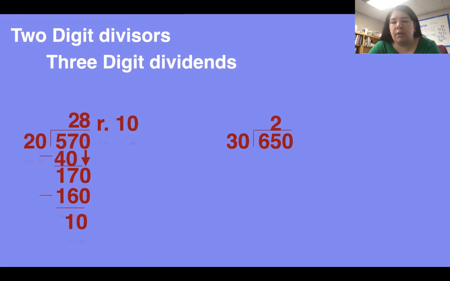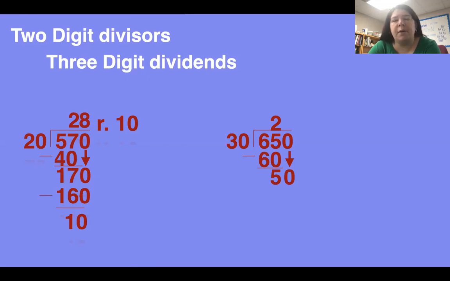2 times 30. Start with 2 times 0 equals 0. Put that 0 under the 5. And 2 times 3 is 6. Put the 6 under the 6. We subtract, and we get 5. We compare, and we get that it's less than. Very good. And now we can bring down. When we bring down that 0, we're now left with 50.